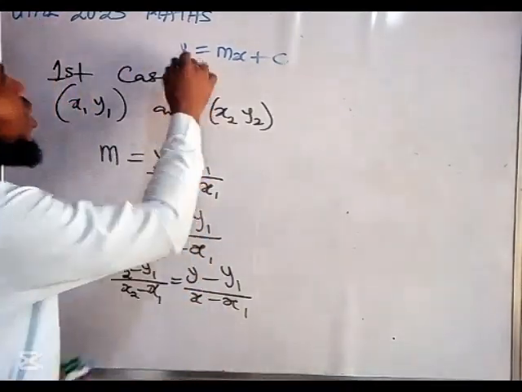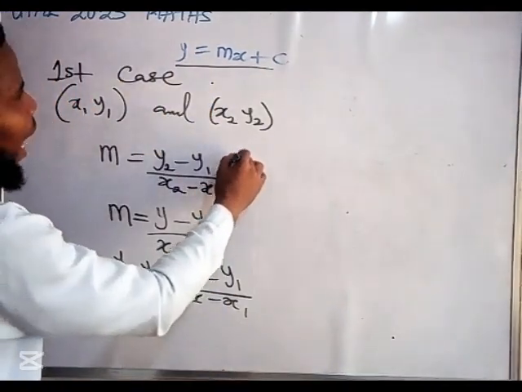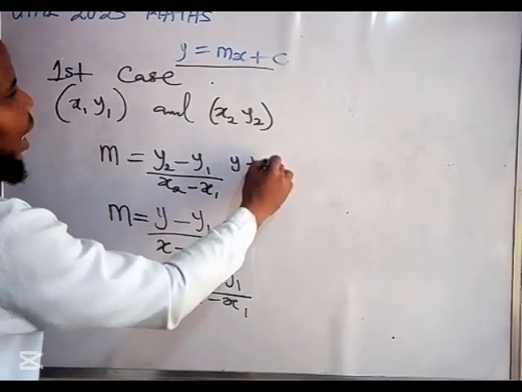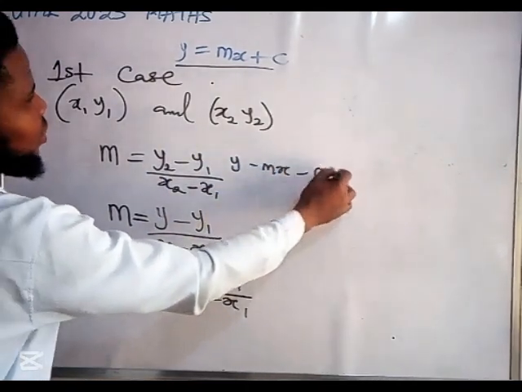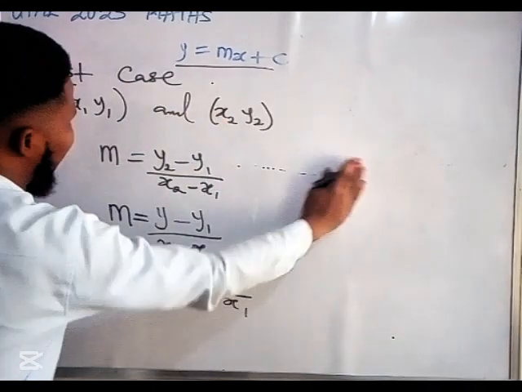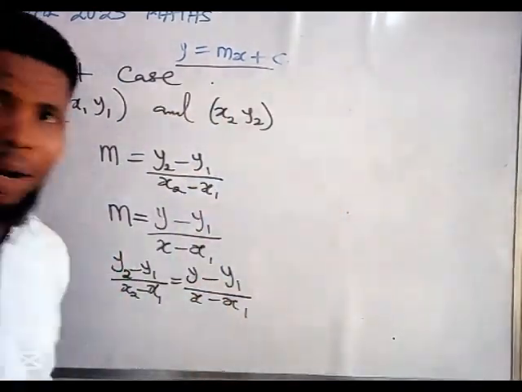I'll always define it in this form, y, plus, let's say, minus mx minus c equal to 0. You can do it in this form. You understand? Just equal to 0. You understand what I'm saying?